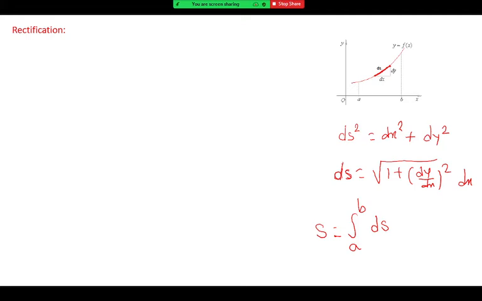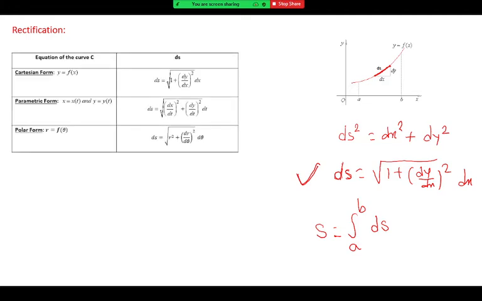So what is the important thing that you have to remember? You have to remember only this important formula of ds. This ds is a very important formula that we require in surface and volume of revolution. Let me show you the formulas of ds for Cartesian, parametric and polar curves. So here are the formulas that you have to remember.